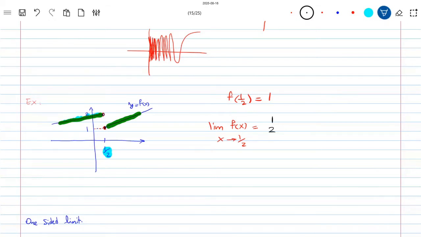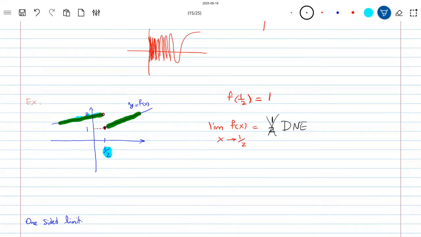Which one is the correct answer? We don't know. If you remember, a function cannot have 2 different y values, otherwise it wouldn't be a function. So this is the same idea. If your limit has 2 different values, the right side is going to give you a different value than the left side. In this case, you cannot accept either. You say the limit does not exist.